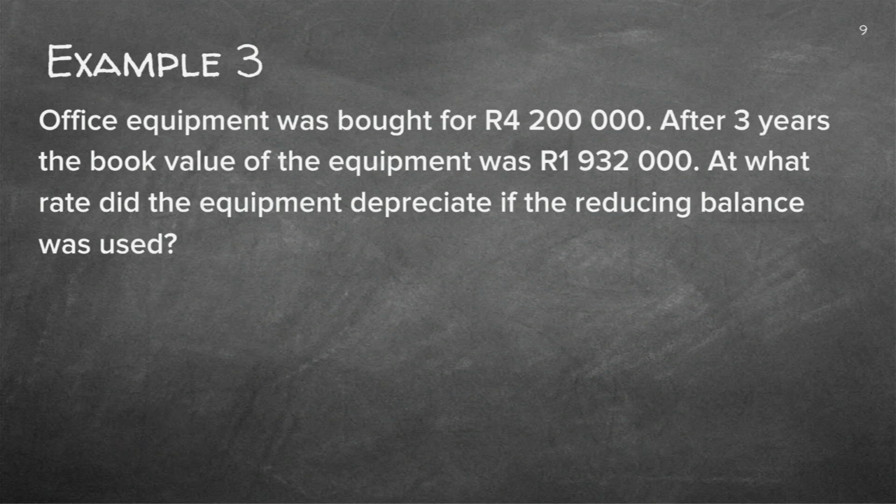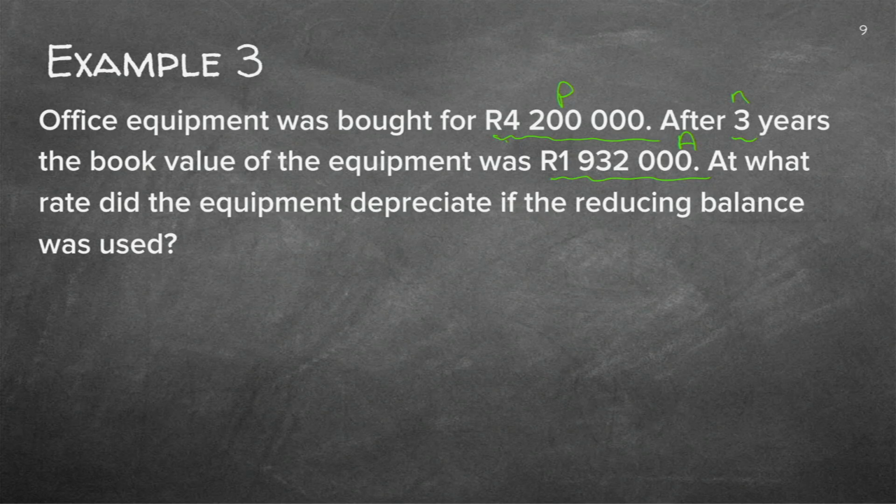Good. Last example. Office equipment was bought for 4.2 million rand. Let's just see. After 3 years, I must just make very sure now. So it was bought now, present. After 3 years, that is my N. The book value of the equipment was this. So at the end, remember what book value is? At the end, it was only worth 1.9 million. We bought it for 4.2 million.